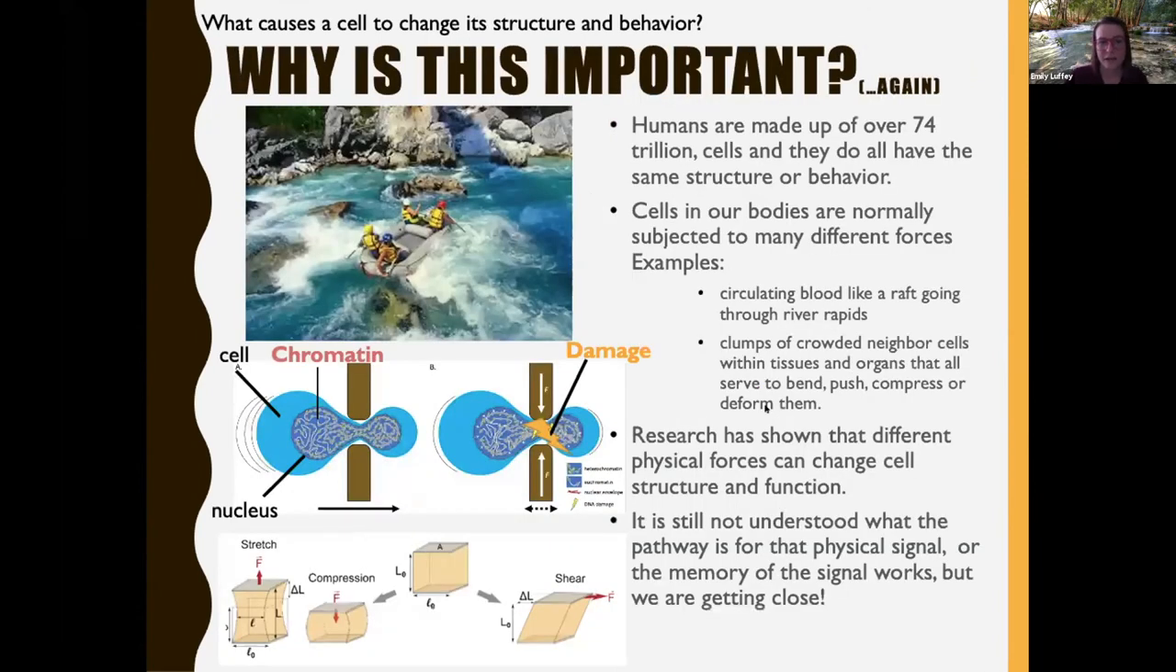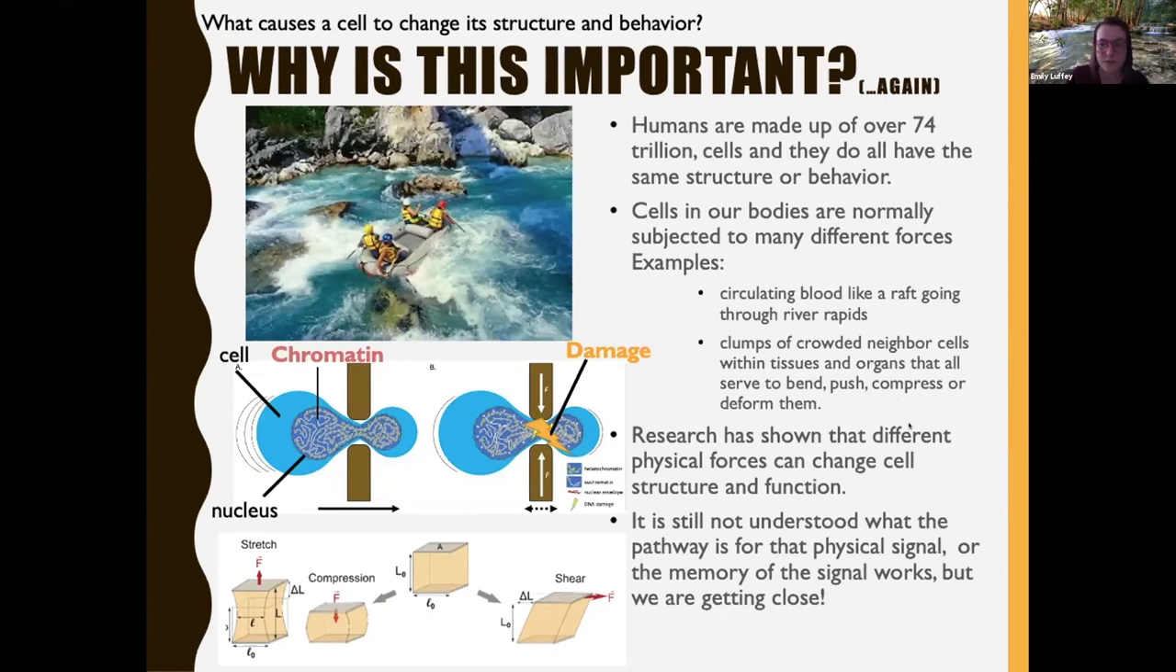So once again, back to our big question: what causes a cell to change its structure and behavior, and why is it important? Humans are made up of over 74 trillion cells, and they are not all the same in regards to their structure and behavior. Cells are normally subjected to lots of different forces. For example, I gave blood circulating like a raft going through river rapids. You have this raft going through some river rapids over here.